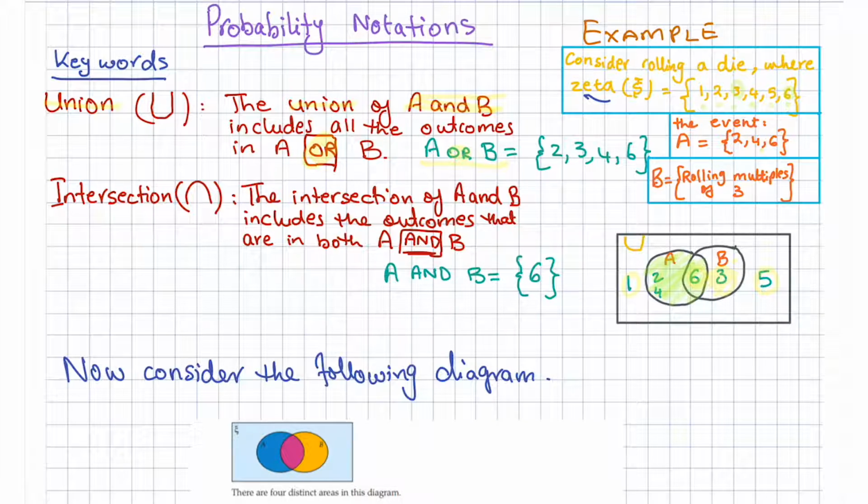The keywords are union. The union of events A and B includes all the outcomes in A or B. So as you can see over here, A or B equals rolling a 2, a 3, a 4, and a 6, which is quite obvious in this Venn diagram. The second term that I would like to introduce here is the intersection. The common outcome between the events A and B is rolling a 6.